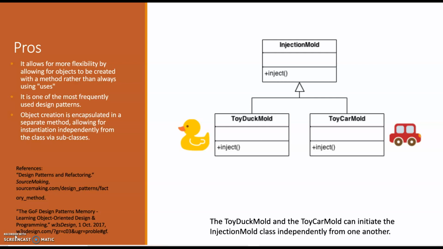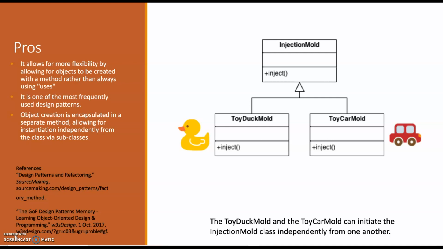It is also one of the most frequently used design patterns. This is important because as a coder, you will be working on a team at some point in time, if not constantly. Therefore, other people are going to be looking at your code, and if someone else is looking at your code and tweaking it or changing it, whether it be a manager, a teammate, whomever, if you're using a pattern that is commonly used and commonly understood, it's going to be much easier and much better for your entire team. It also allows for object creation and encapsulation within a separate method.